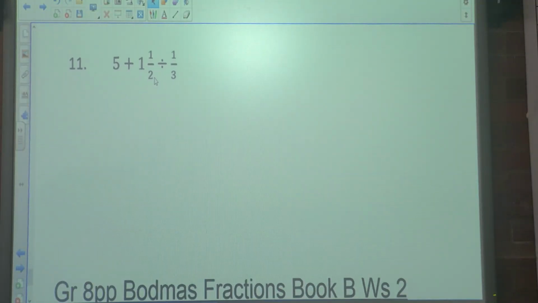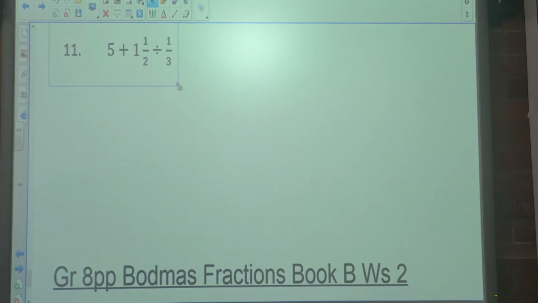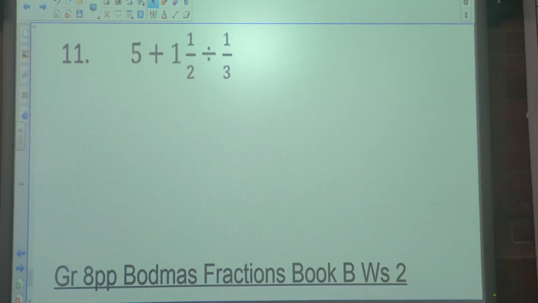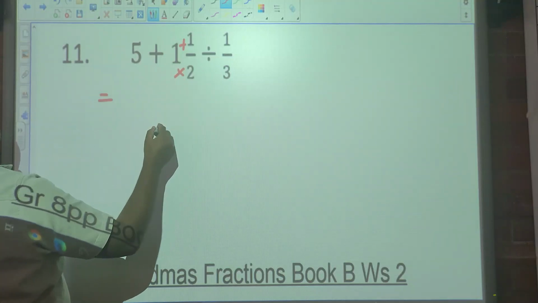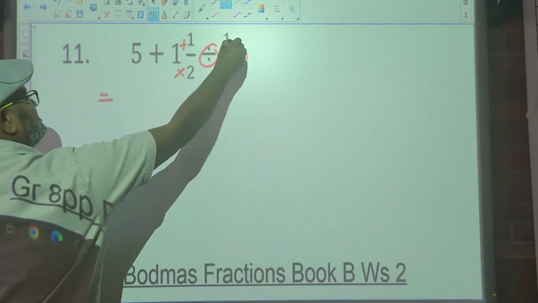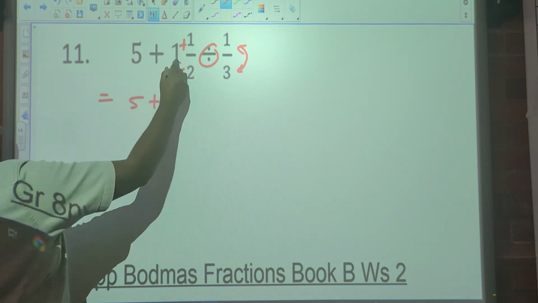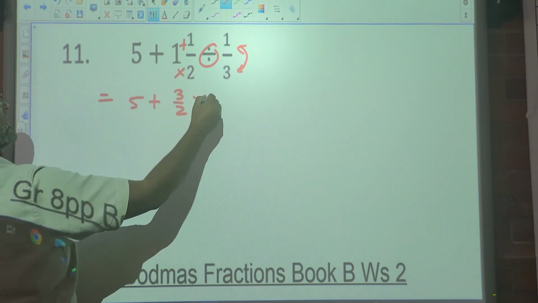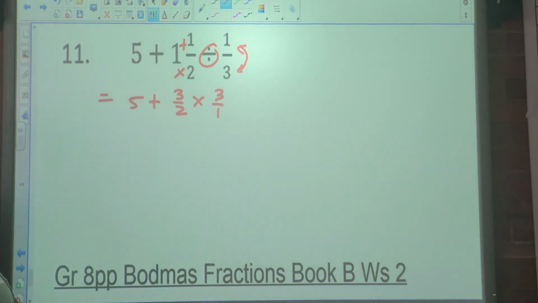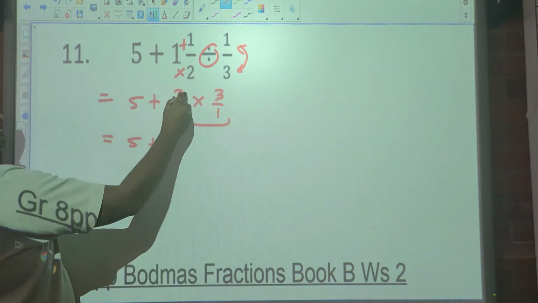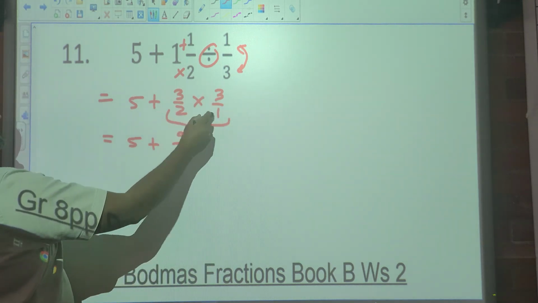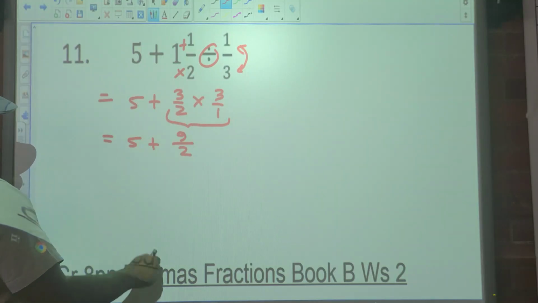Number 11. So what do we do first? Change to mixed fraction, and this we can tumble in times, not so? So it's going to be 5 plus 3 over 2 multiplied by 3 over 1. Is there anything that can simplify there? No, remember we're doing multiplication now. So it's 5 plus 3 multiplied by 3 is 9, 2 times 1 is 2.